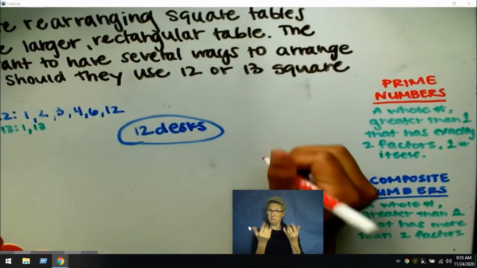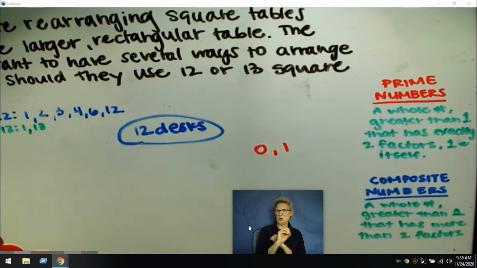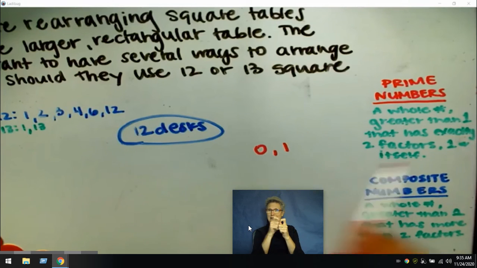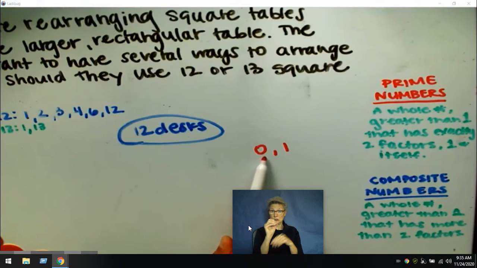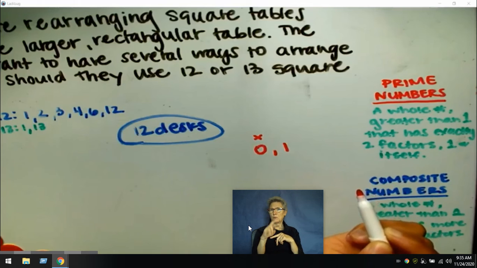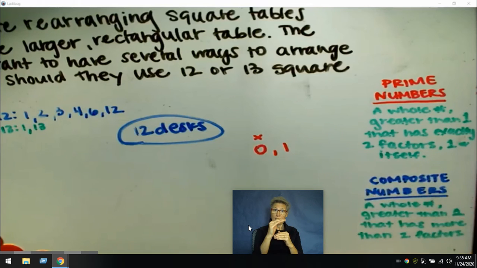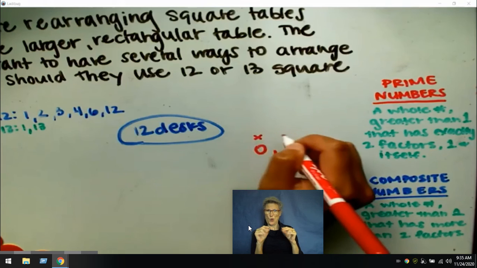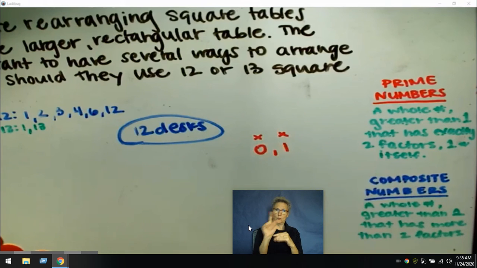Now, you might be wondering about the numbers 0 and 1. You might be thinking, well, are those numbers prime or are they composite? Let's think about the definitions of these types of numbers. A prime number needs to be a whole number that's greater than 1 that has exactly 2 factors, which are 1 and itself. Is 0 greater than 1? No, it's not, right? So it couldn't be a prime number. Is 1 greater than 1? Well, no, it's not. It's equivalent to 1, but it's not greater than 1. So 1 is also not a prime number.